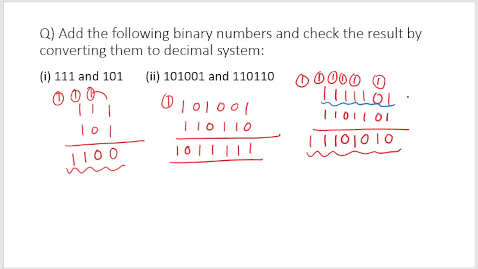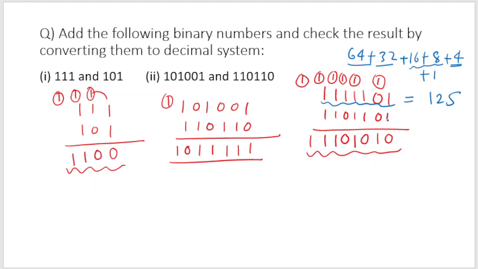So 2 to the power 6, that is 64. This number will be 2 to the power 5, that will be 32. This number will be 2 to the power 4, that is 16. And this number will be 2 to the power 3, that is 8. This will be 2 to the power 2, that is 4, and finally 2 to the power 0, that will be equal to 1. So the value of this number will be 64 plus 32, that is 96. 96 plus 4, 100, and 100, and this is 25. So this is basically 125.